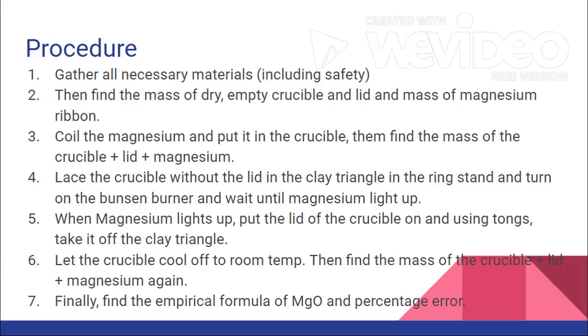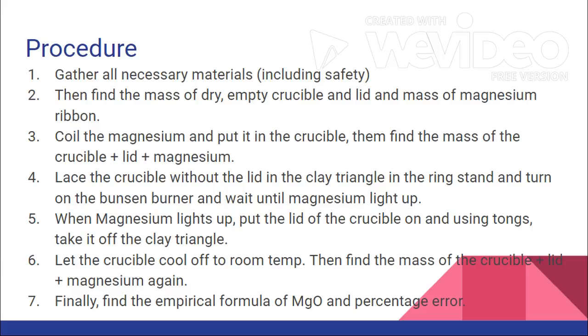Fifth, when the magnesium lights up, put the lid on the crucible using tongs. Take it off the clay triangle. Sixth, let the crucible cool off to room temperature. Then find the mass of the crucible plus lid plus magnesium again. Seventh, finally, the empirical formula of magnesium and oxygen, and the percentage error need to be found.